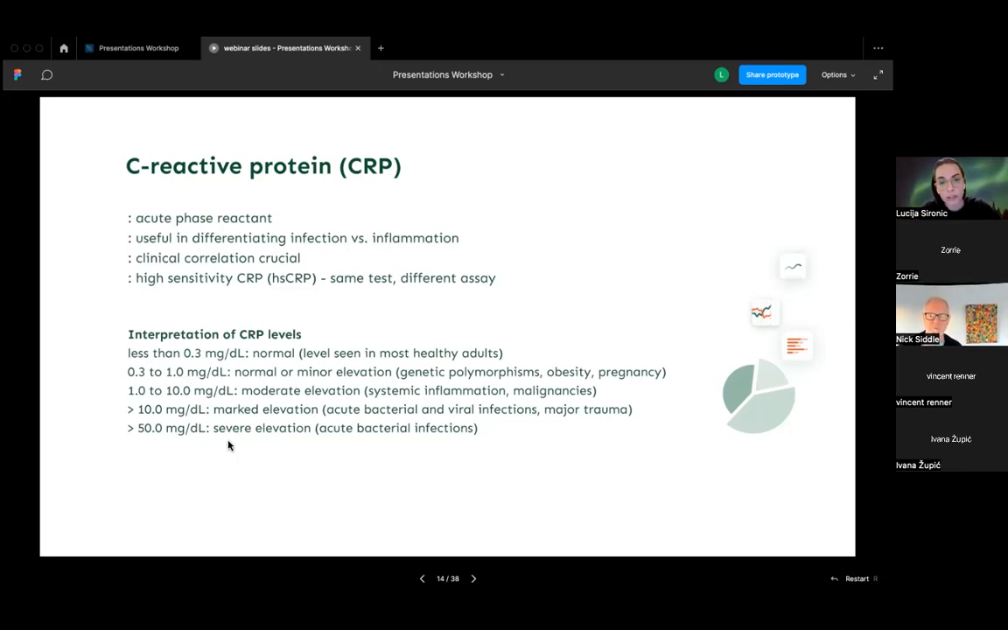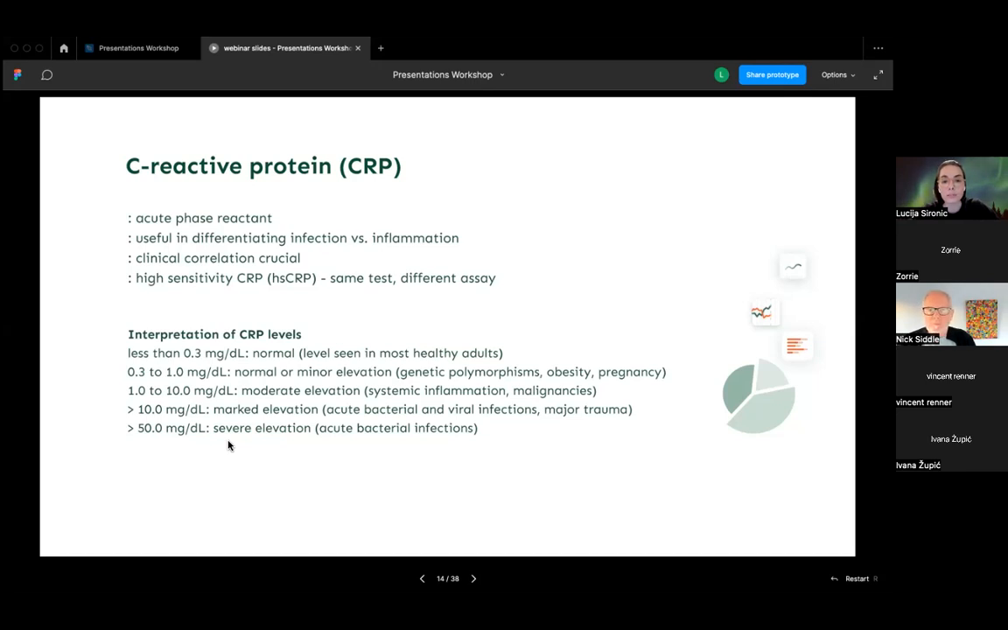that is considered a normal level. There could be some variations due to genetic polymorphisms between different individuals. And it looks like obese individuals as well as pregnant ladies might have somewhat higher levels. Anything more than 1 is considered elevated. If it sits between 1 and 10, we normally see that it associates very well with those individuals who have evidence of systemic inflammation.